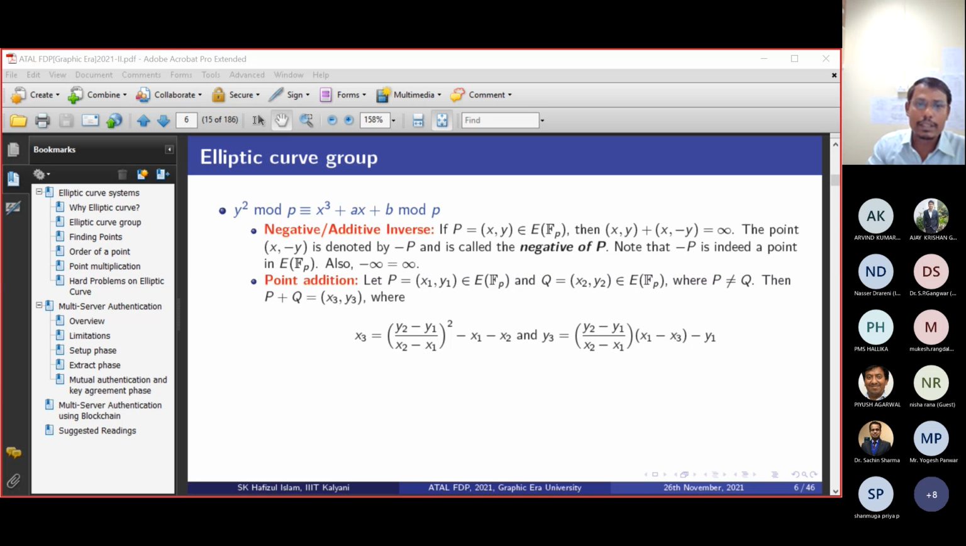So this is the geometrical significance. If we join these 2 points, the line will cut the curve at a third point. Take its image with respect to the x-axis, and that is your R. In this case, we assume P not equal to Q, that is, 2 different points.